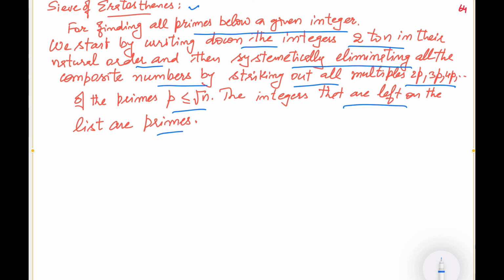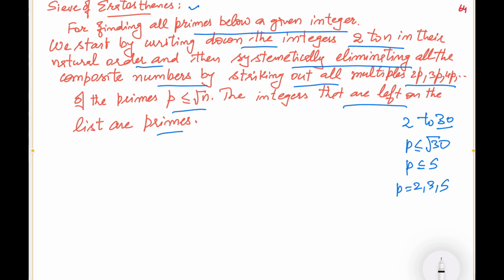Let's write down primes between 2 and 30. For this we will find p less than or equal to the square root of 30. The square root of 30 lies between 5 and 6. So we will write down all the primes less than or equal to 5. So they are only 2, 3 and 5.